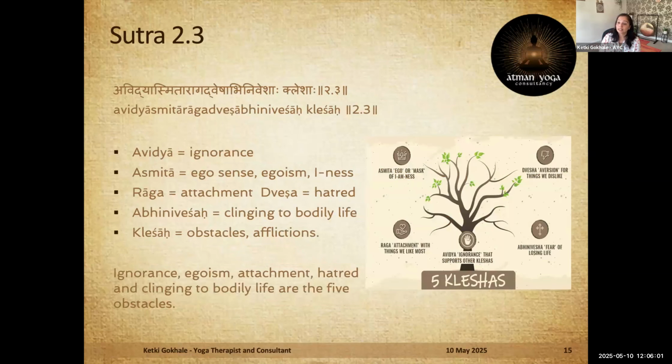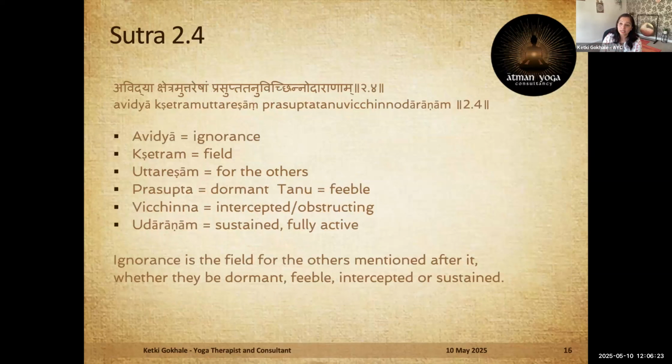And then, what are these kleshas? Avidya, asmita, ragadveshabhinivesha kleshaha.